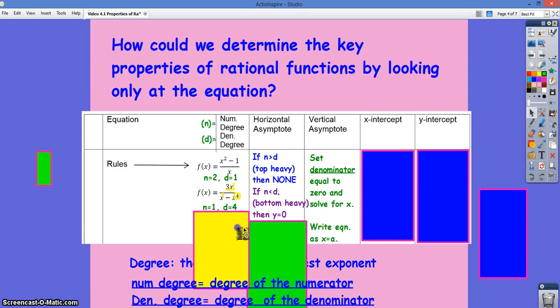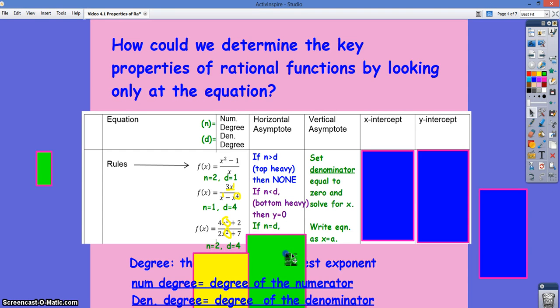Okay, last but not least, what if the degree of the top is equal to the degree of the denominator? Hopefully you can see here that the degree of the top is this x squared term, so my degree is 2 on both the top and the bottom.